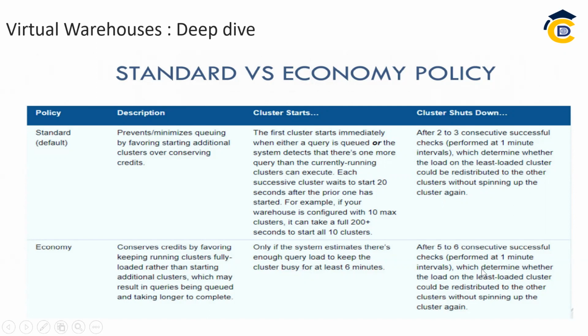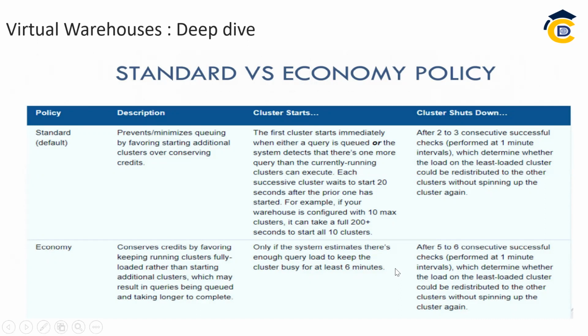Then let's see what the rule is for shutting down the cluster. It is the same as standard, the only difference is that the frequency of checking is a little higher in economy. It says after 5 to 6 consecutive successful checks, in an interval of 1 minute. As compared to standard, where in a 1 minute interval it was checking just 2 to 3 times, in economy it checks 5 to 6 times consecutively.